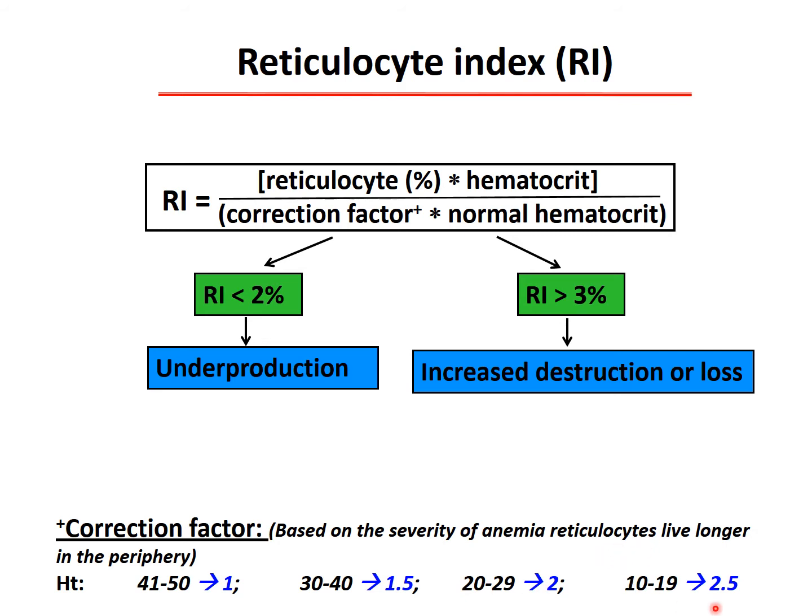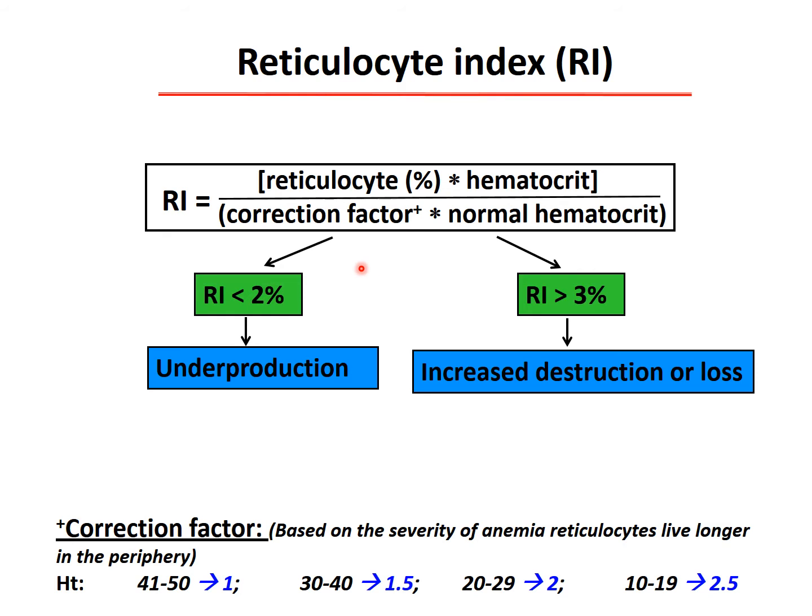If you do have a very severe anemia, when the hematocrit is very low, this stimulation is so strong that the reticulocyte stays almost 2.5 days in the periphery. In the normal case, only 1 day. This is how they are going to correct it.